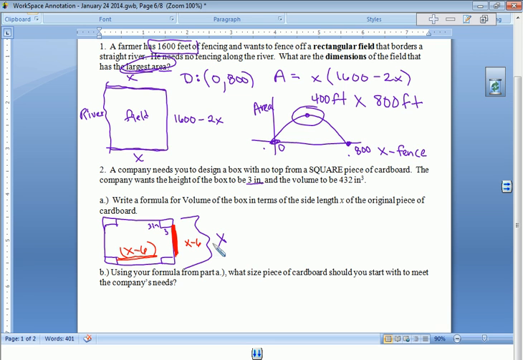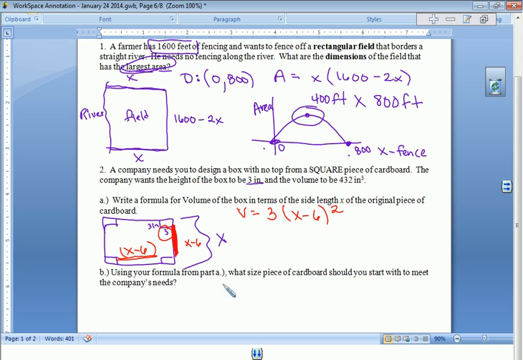So, when we're doing volume, it's the area of the base times the height. Or, in this case, it's a rectangular box, so it's length times width times height. We know the height is 3, and the base is x minus 6 times x minus 6, which I could write as x minus 6 squared, right?